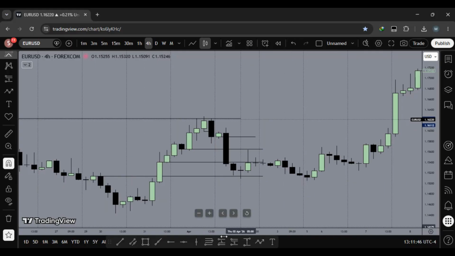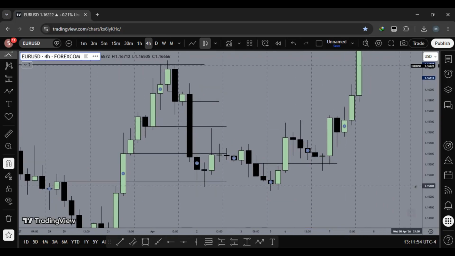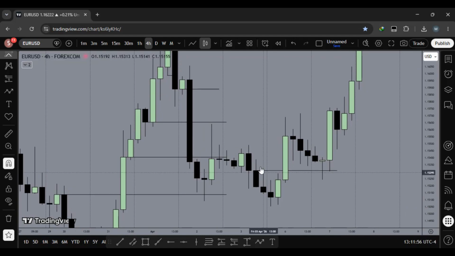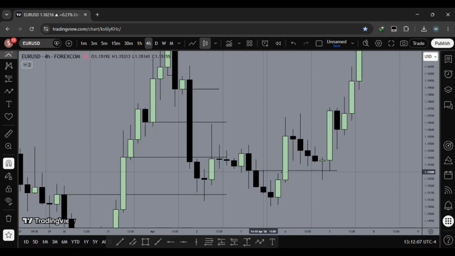Look at this. Now, some people will say, but it has mitigated here. Yes, mitigated, but once this happened, it becomes fresh. Always mark it from the closing price. Now, what did you see? Candle two closure. Look at it.